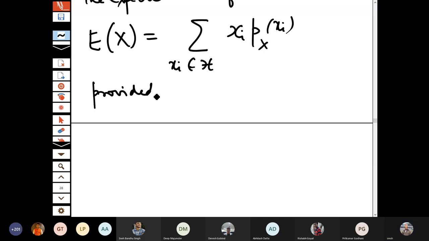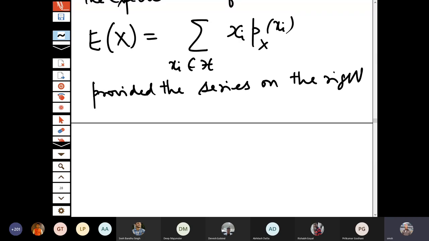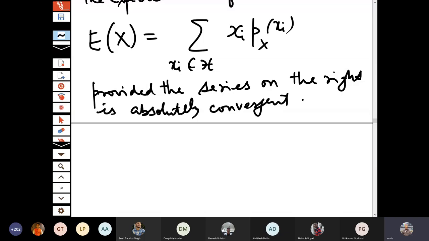Provided the series on the right is absolutely convergent. This convergence condition we have to write, because if it is an infinitely valued random variable, then the right hand side will become an infinite series. So it should converge, then only it will have a meaning. So let us look at some of the exercises.